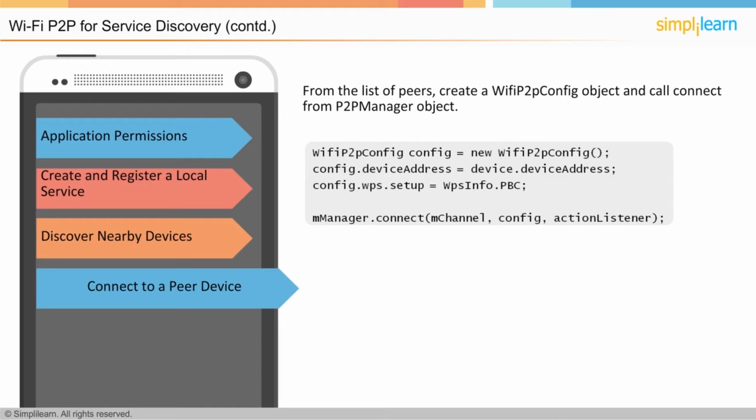The last step in establishing a P2P connection is to select a peer and initiate connection. From the list of peers, choose a peer, create a Wi-Fi P2P config object, and call connect from the P2P Manager object. This is similar to the Wi-Fi P2P connection which we discussed earlier. After connection is established, devices can communicate using a known protocol such as sending print request to printer.